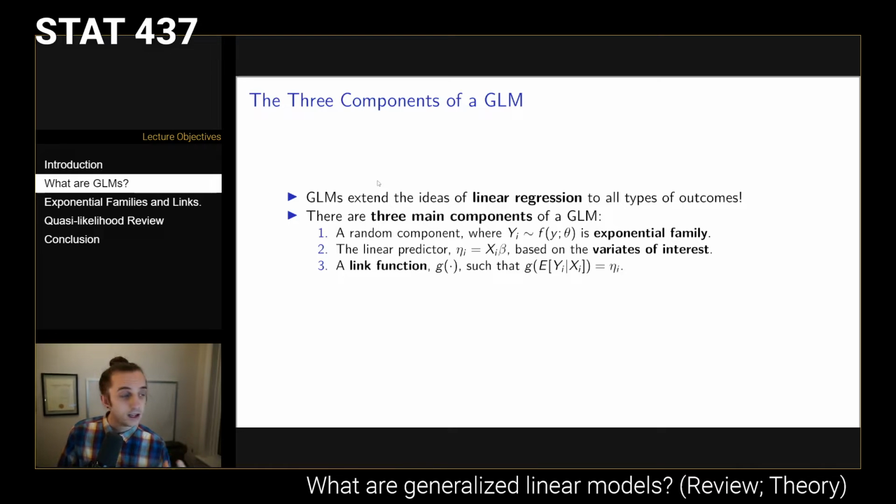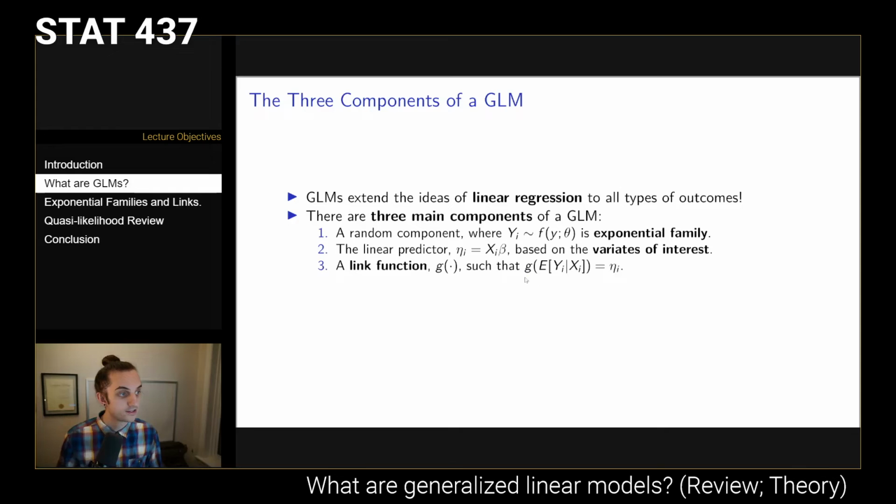Just thinking about this briefly, if we take g to be the identity function, so g of x equals x, then g of the expected value is going to equal the expected value itself, which equals eta i. In that case, we're basically thinking of this as a standard linear regression. If g is the identity function, then we don't really have g, and we're just looking at the expectation equals eta i, which is our standard linear regression. But of course, we can specify any other function we want there.